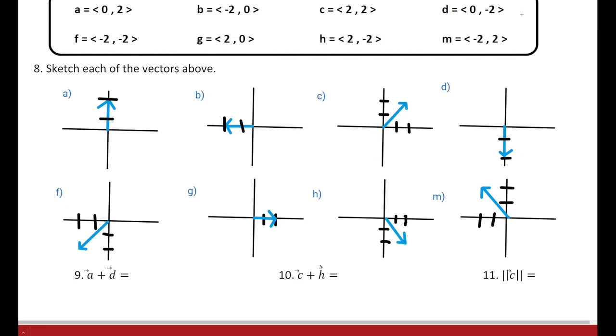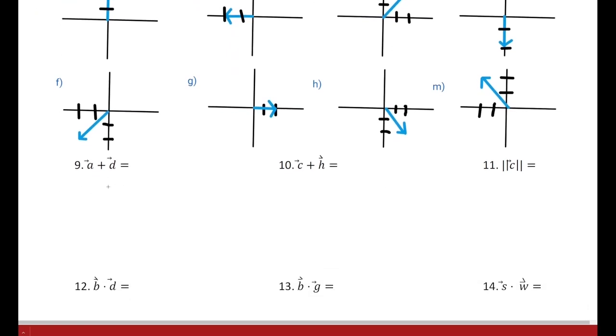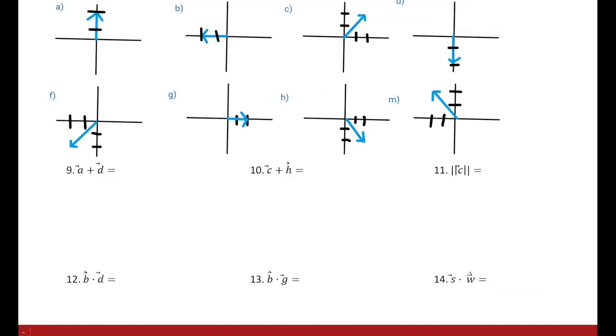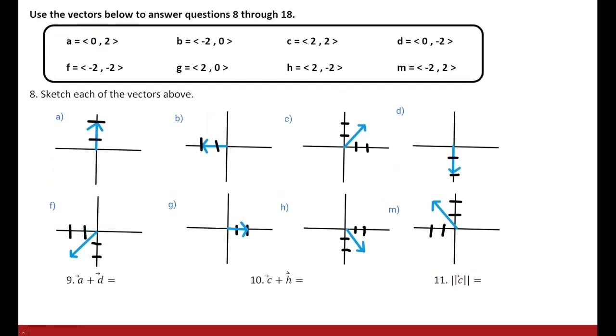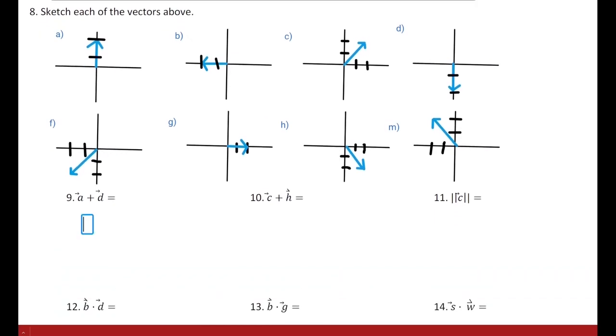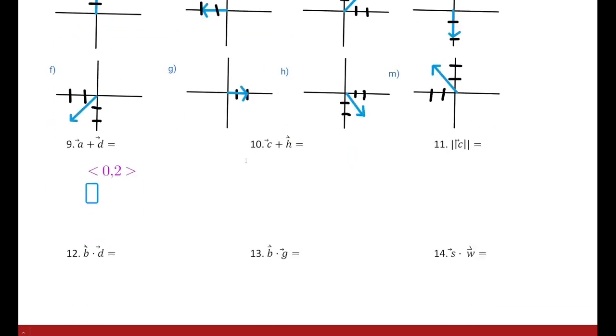All right, so now that we can see what all these vectors look like visually, we can start to get a sense of why the arithmetic that we do makes sense. So down here, where we're using operations to combine these vectors, I'll refer back to the picture so that you can see what the solution will look like. So for here, we've got a plus d, and a is 0, 2, and d is 0, -2.